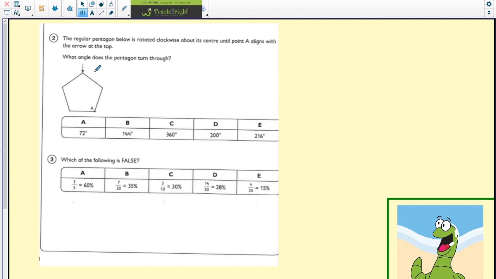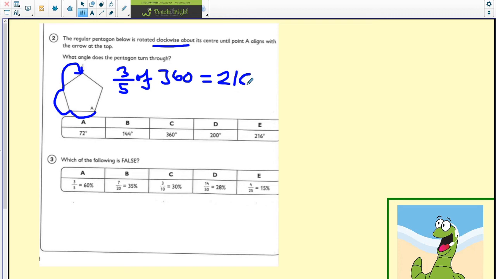This regular pentagon is rotated clockwise about its center until A aligns at the top. What angle does it turn through? So we want to make it be turned clockwise until A is at the top. So it needs to go 1, 2, and 3 turns. So that's 3/5 of 360 degrees, because a full turn would be the whole thing. And 3/5 of 360 degrees is 216. So it's done 3 turns out of a total of 5 to do the whole thing. Question 3.